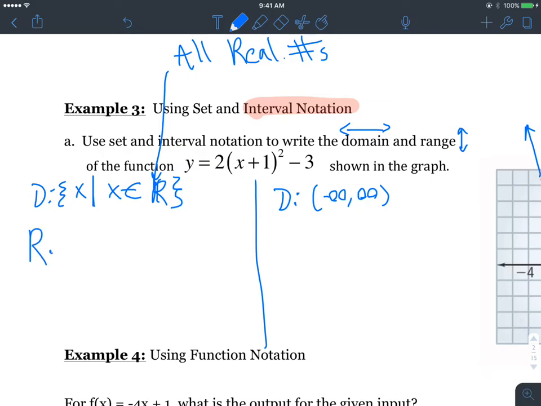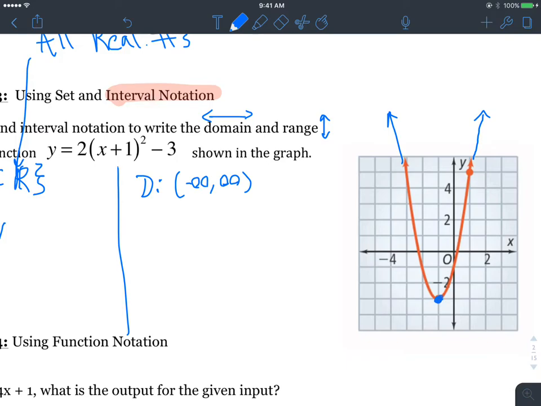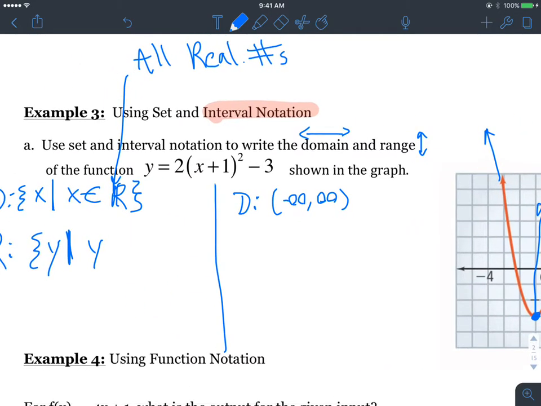So the range is all of your different y values. So we're going to start out this one here with y. You're going to put that weird little line right there. And then this one's different. You're going to say the y values are starting here at -3, and then it goes up forever. So we're going to use an inequality for that. So we'll say y is greater than or equal to -3. And then close your bracket up.